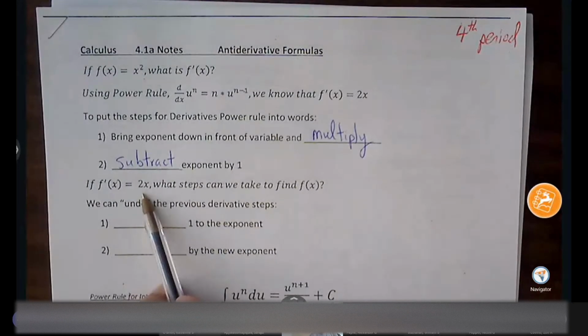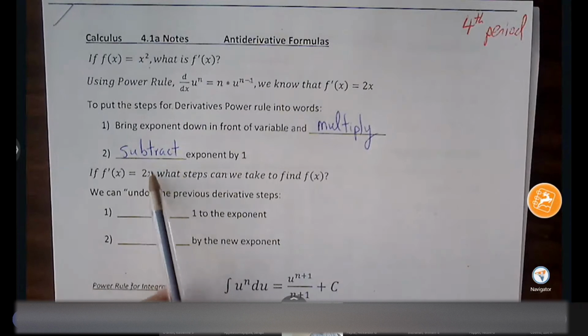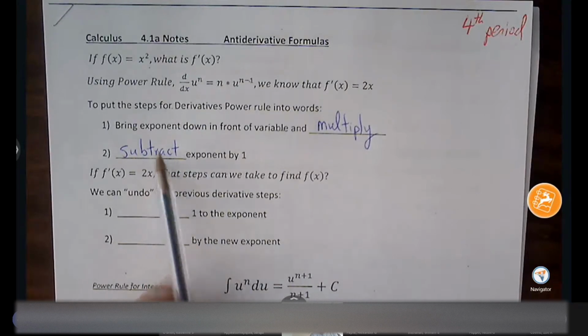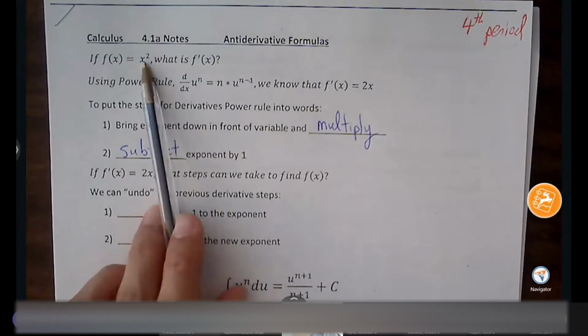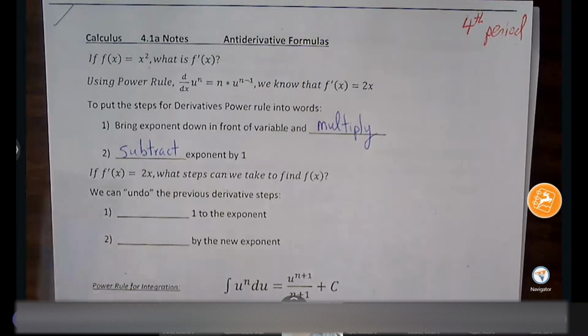And then we're left with 2x, right? Now, let's say we want to go the other direction. Let's say we want to move from 2x back up to x squared. That means we have to backtrack, and we have to do the opposite or the inverse procedure.